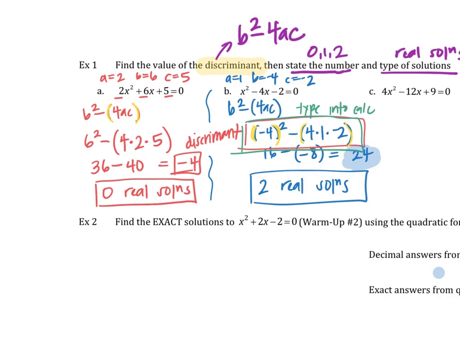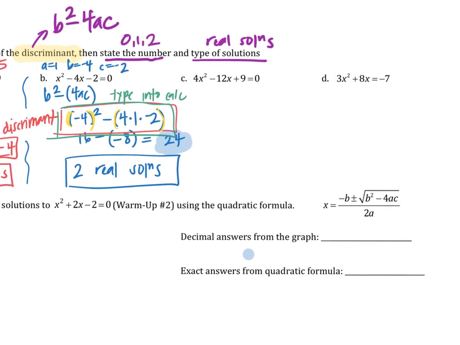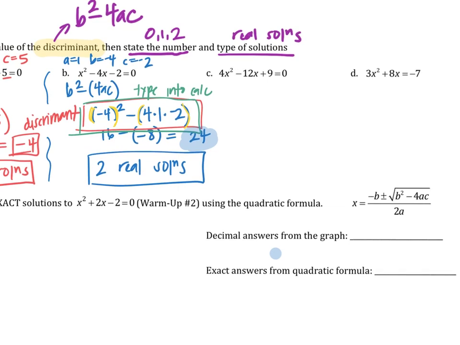Okay, so we have 2 other examples for you. What I would like you to do is pause the video, try and calculate the discriminant, and name the number and type of solutions, and unpause when you're ready to check.